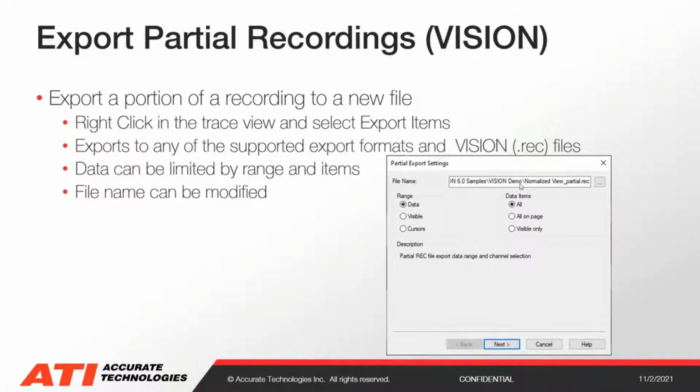Data items, all, obviously that means all data items to be exported in that particular range. All on page, which means all items on that particular trace page, or visible only. And that's only the items that you are viewing right now in your current view.